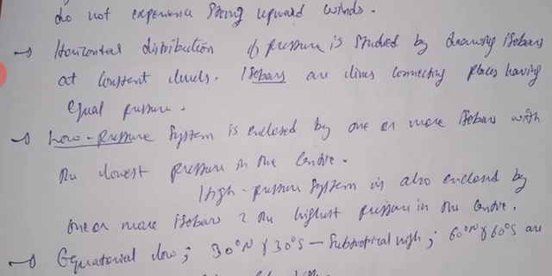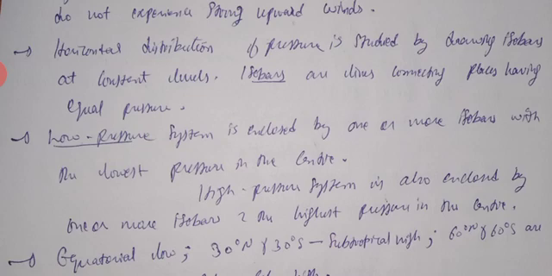Next point, horizontal distribution of pressure is studied by drawing isobars at constant levels. Isobars are lines connecting places having equal pressure. So what are isobars? Isobars are lines connecting places having equal pressure, and horizontal distribution of pressure is studied by drawing isobars at constant levels.